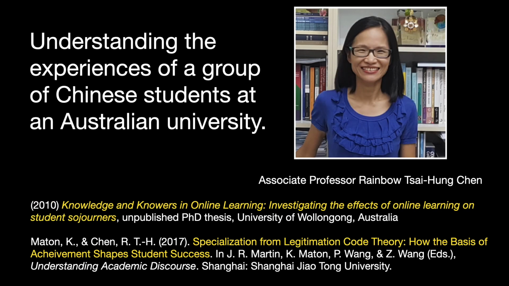The study we'll consider originated in a PhD thesis. The title was Knowledge and Knowers in Online Learning, Investigating the Effects of Online Learning on Student Sojourners by Associate Professor Rainbow Tsai Hung Chen, and apologies if I've not pronounced her name properly. Its focus is on the experiences of a group of Chinese students at an Australian university. So from the Australian perspective, the Chinese students would have been considered international students.